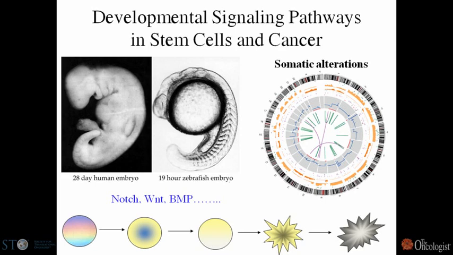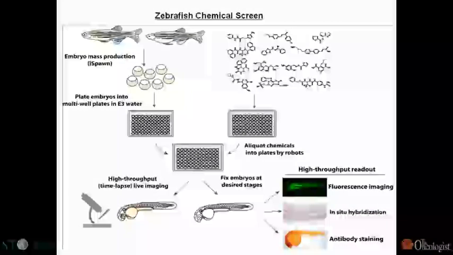Excellent. So if you look at a human embryo at 28 days and a zebrafish embryo at 19 hours, you can see that they're very similar in their development. And if you think about developmental pathways that are involved in how these embryos are put together, Notch, Wnt, and BMP, that's certainly involved in cancer, as has been demonstrated by somatic mutations. And so really the zebrafish has an attribute of being able to study cancer in some unique angles just from a developmental context. But the other part about zebrafish is that you can make a lot of them.